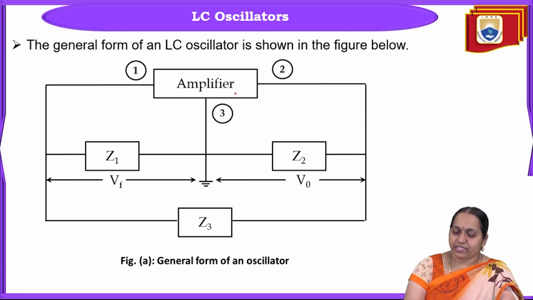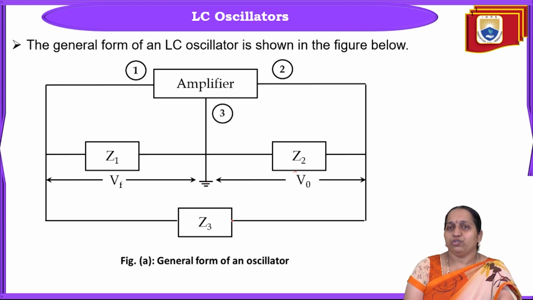Okay, basic amplifier and impedances arranged in this form. Across the terminals 1 and 3, I'm connecting Z1. Here 3 is connected to ground. So across 1 and 3, I'm giving Z1, and across 2 and 3, it is Z2. And the impedance between 1 and 2 is Z3. So depending upon which type of LC oscillator you are using, these values of Z1, Z2 and Z3 will change. But in general, an LC oscillator basic block diagram is this one.